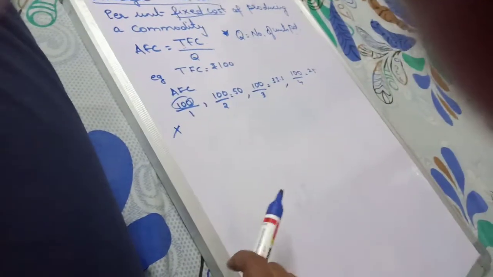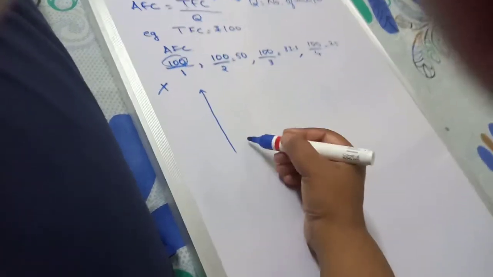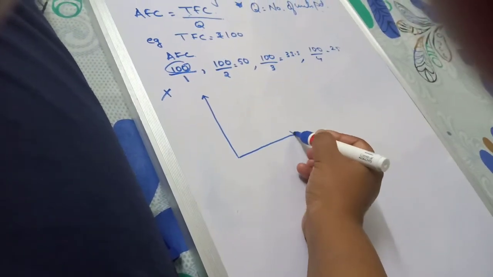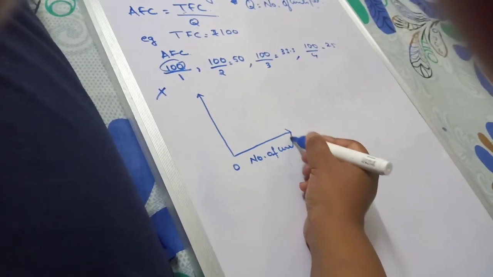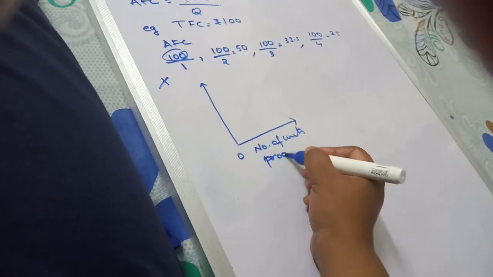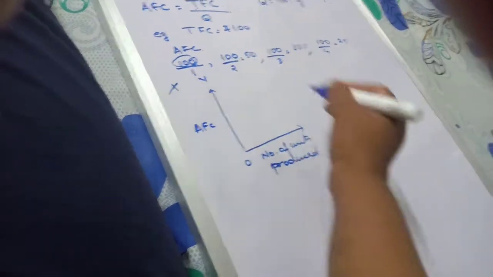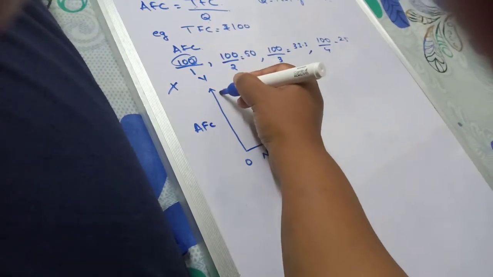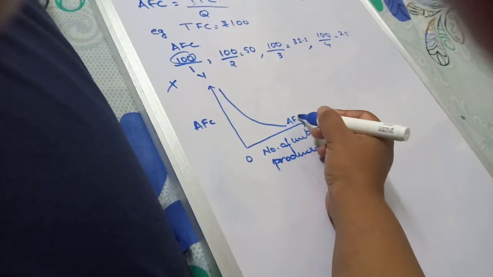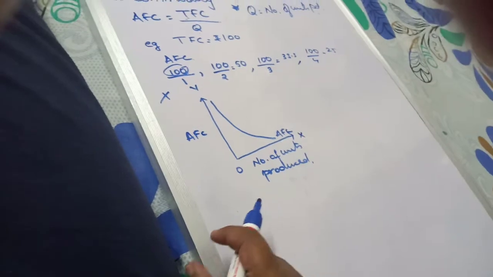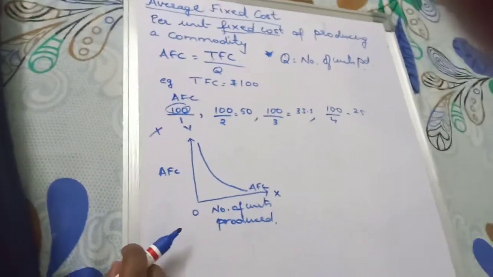Okay, so let's just see how the AFC curve is going to be like. So if you have number of units produced on x-axis and AFC on y-axis, your AFC curve is going to be like this. Okay, so this is the AFC curve. I hope you are clear with this.